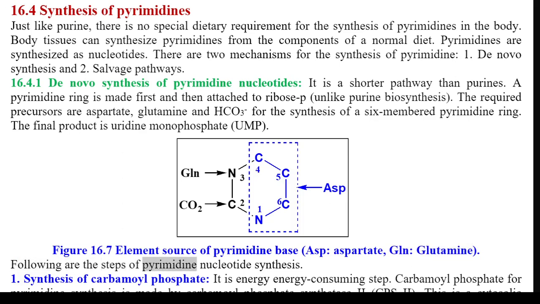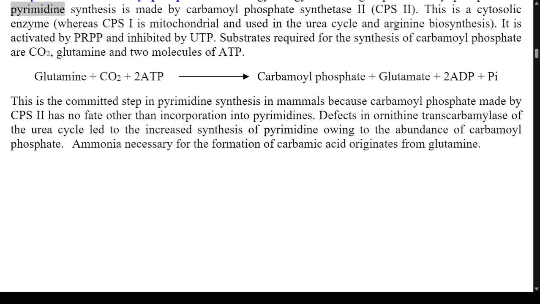Following are the steps of pyrimidine nucleotide synthesis. 1. Synthesis of carbamoyl phosphate. It is an energy-consuming step. Carbamoyl phosphate for pyrimidine synthesis is made by carbamoyl phosphate synthetase 2, CPS2. This is a cytosolic enzyme, whereas CPS1 is mitochondrial and used in the urea cycle and arginine biosynthesis. It is activated by PRPP and inhibited by UTP.